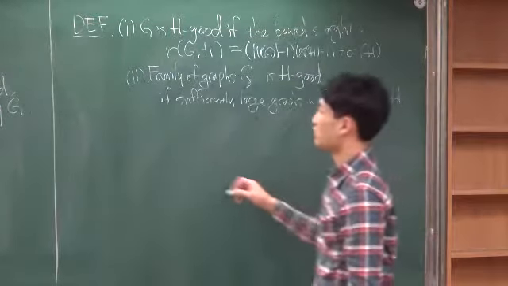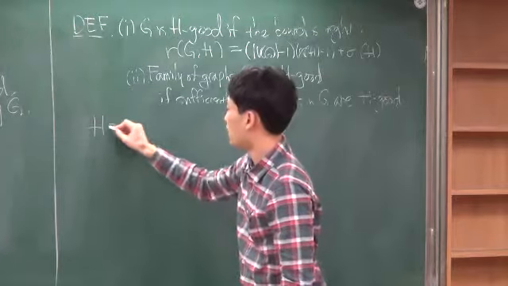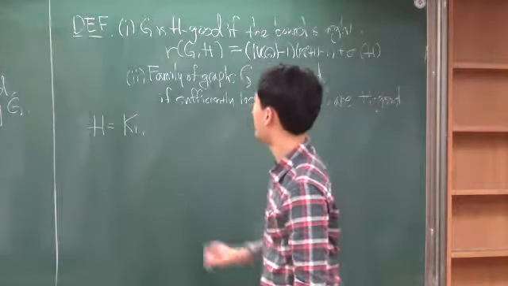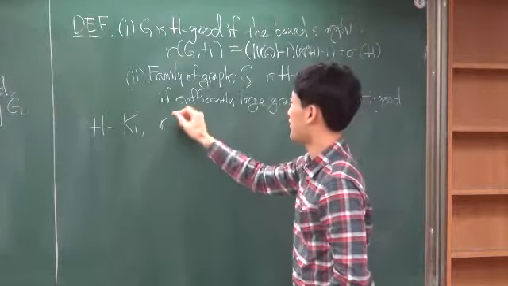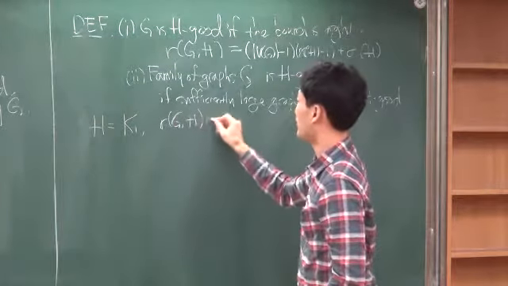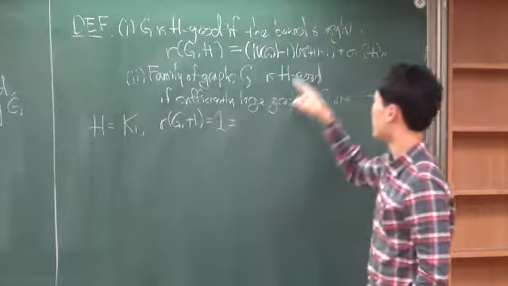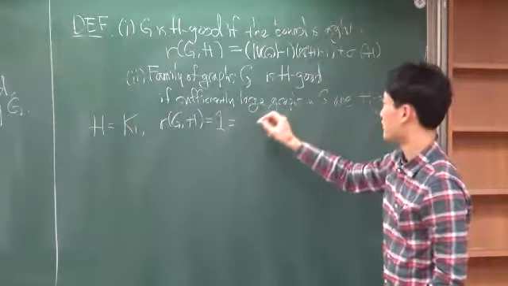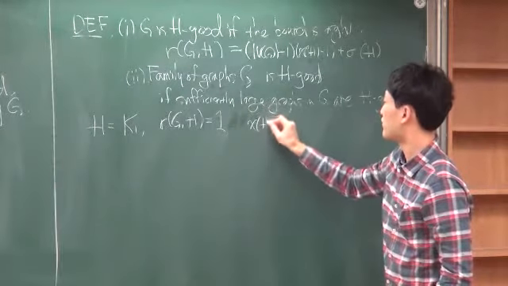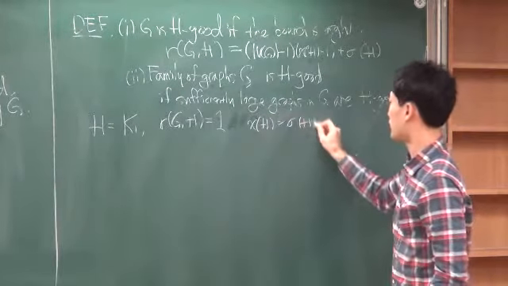Example. So, a stupid example. When H is equal to K1, all we can have is one vertex. So R of G, H is always 1. And this is always the case because the chromatic number is 1 and sigma H is 1. That is true because notice that chi H and sigma H are both 1.